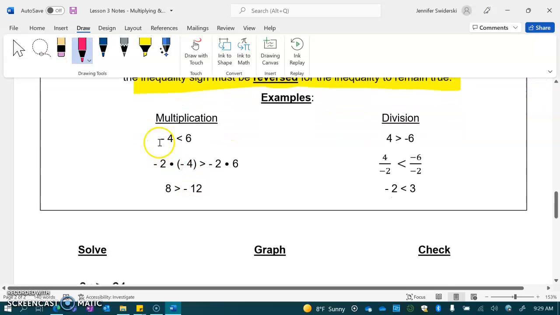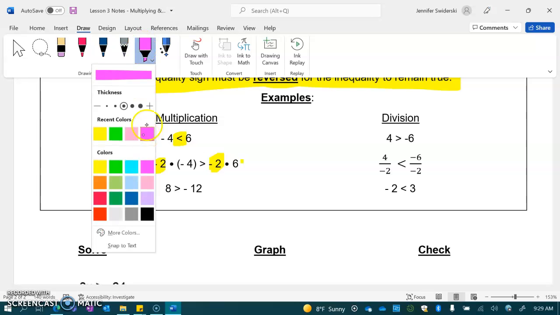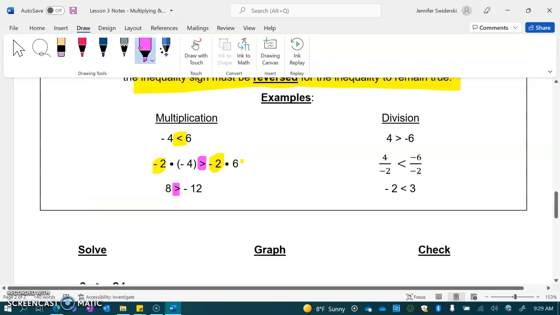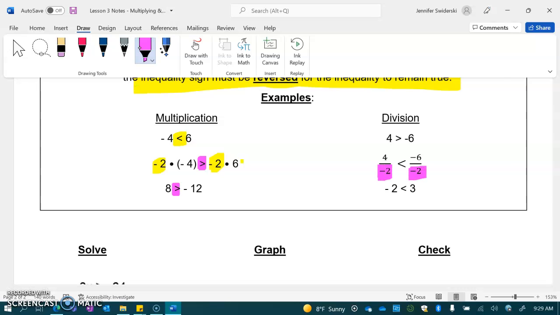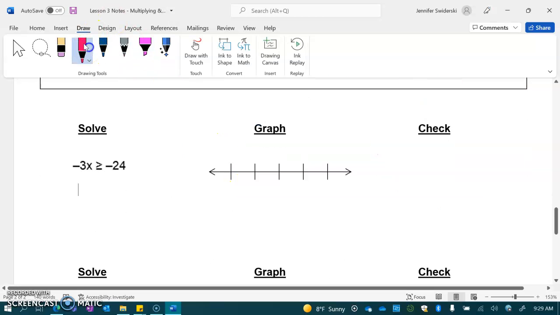So here it says -4 is less than 6. Well, if I were to multiply both sides by -2, I need to flip that sign. Do you see how it was less than here? Because I multiplied by -2, now it's going to be greater than. Same thing over here when you divide by a negative. Here it was greater than. You have to flip the sign to be less than. So let's try a few of these.